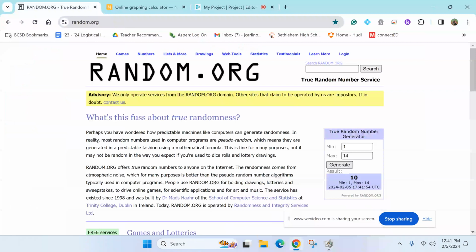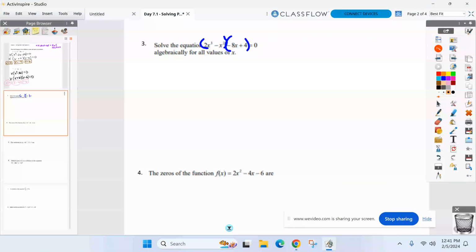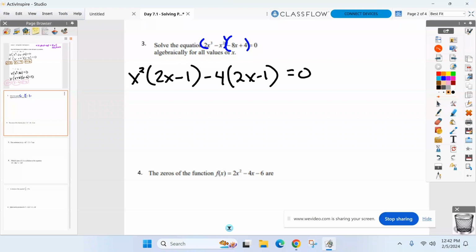Kate, here we go. What do you want to take out of the first? X squared. Yep. What do you want to leave in the parentheses? 2x minus 1. Yep. And then now I need something left. I need a 2x minus 1 left in the next one. So what do you want to take out? -4. Darn right. There we go, everybody. All right, good job, Kate.